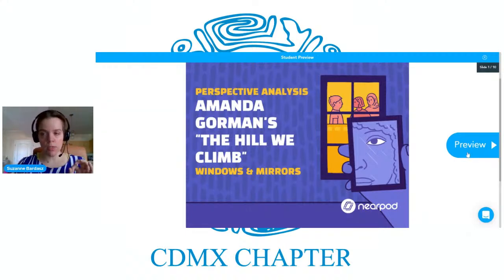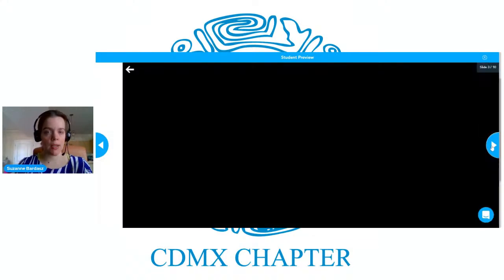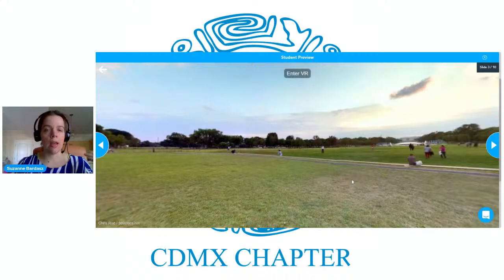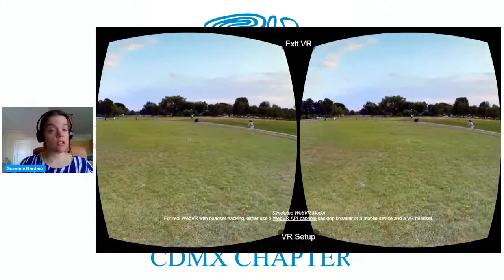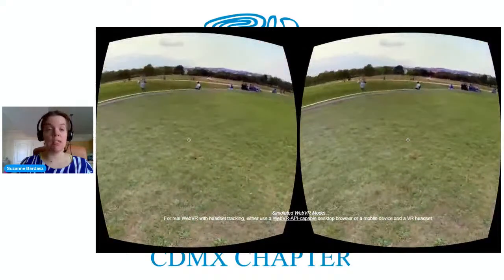So here it is. This is what the students would see. They would still see the slide that we looked at before. And then here we are. Remember, this was the VR that I showed you before. So let's enter the VR. Now the students could take a look and see this is what Washington, D.C., the mall looks like.